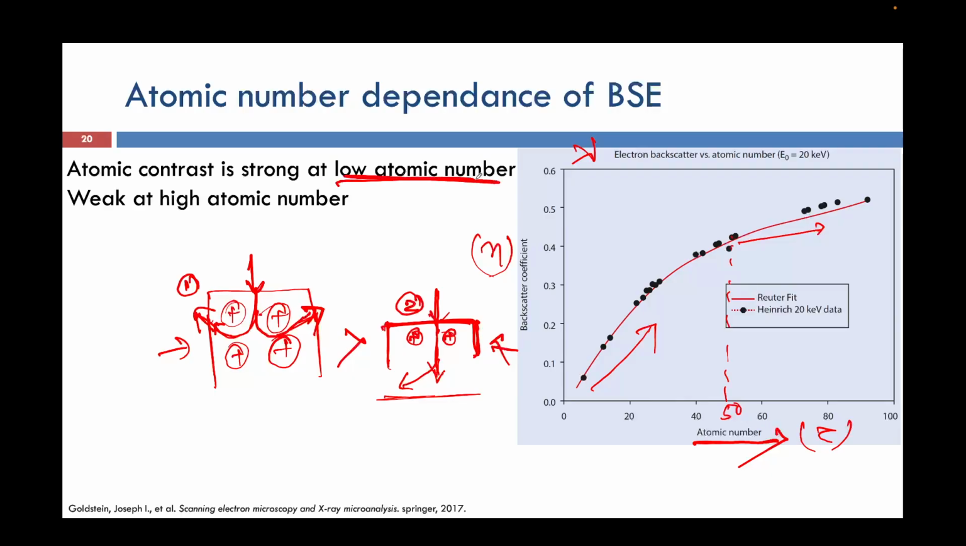If I am talking, let's say, magnesium is 12 and aluminum is 13, the contrast that I will get by backscattered electrons between magnesium and aluminum will be far larger than the contrast between, let's say, elements with atomic numbers 99 and 100. I don't remember the elements. So this is 12 and 13. You can see from this curve how the backscatter coefficient, or backscatter yield, varies with atomic number.